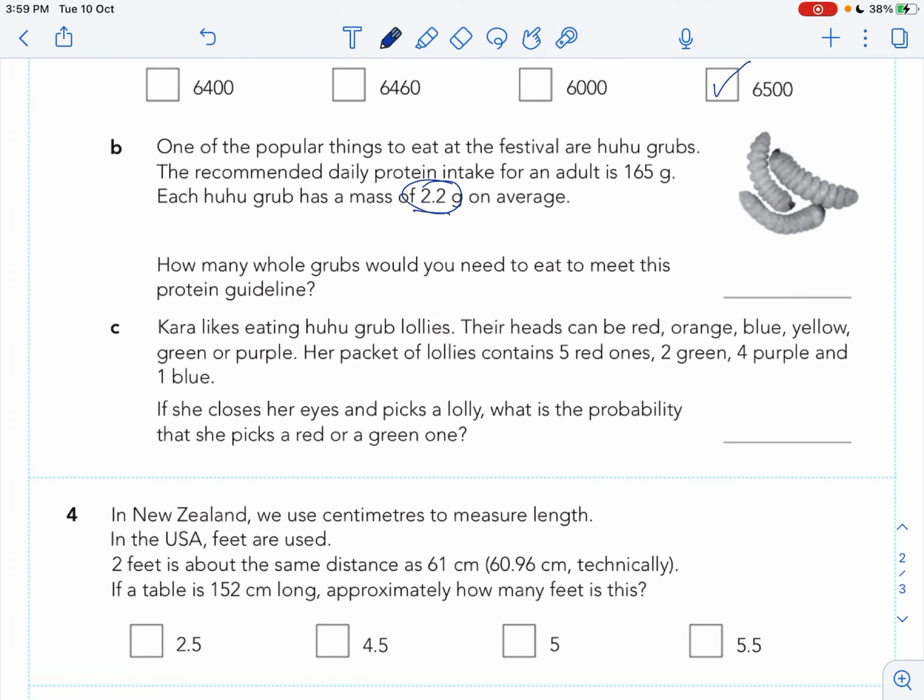So we need to know how many times 2.2 goes into 165. We need the number smaller so we know we're going to divide. So take the total, 165, divide it by 2.2, and you get 75. So the answer is 75 hoo-hoo grubs. Yum, not.